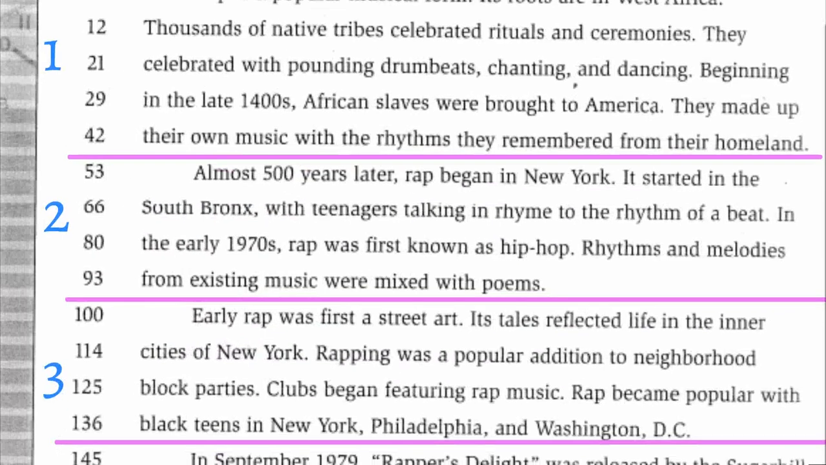Almost 500 years later, rap began in New York. It started in the South Bronx with teenagers talking in rhyme to the rhythm of a beat. In the early 70s, rap was first known as hip-hop. Rhythms and melodies from existing music were mixed with poems.